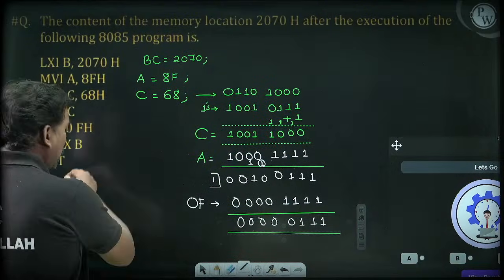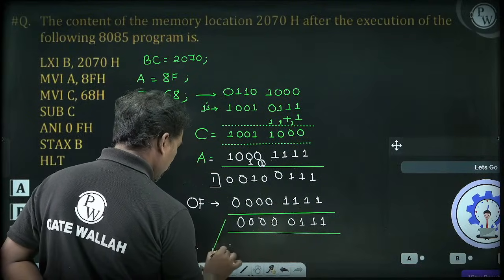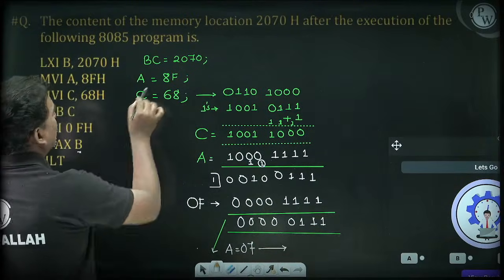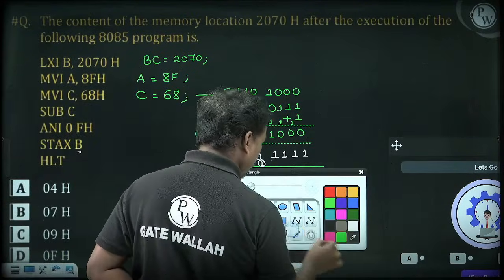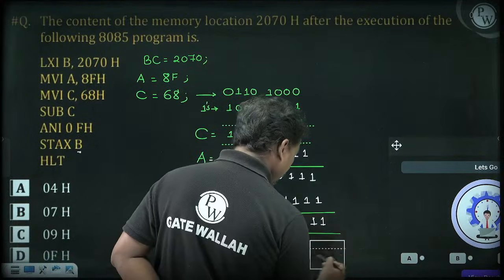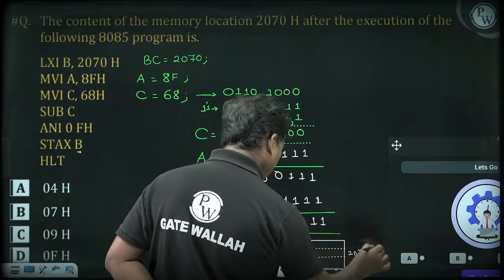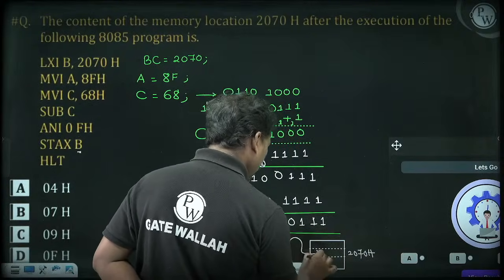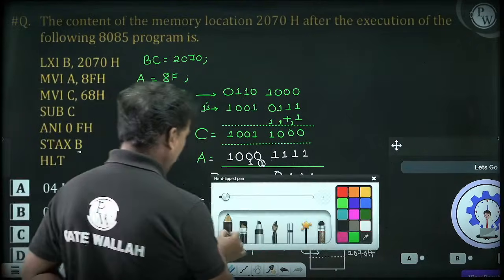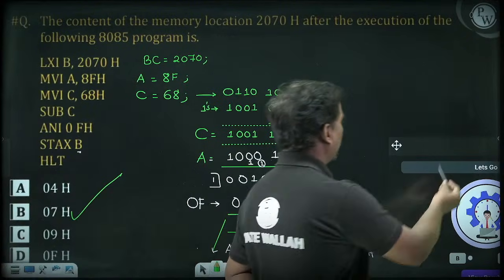Next STAX B. So this value of accumulator, 07, has to move to the BC address. The BC address is here, that is 2070H. So this value is moved to this location, 07H. Okay, so the right answer here is option B.